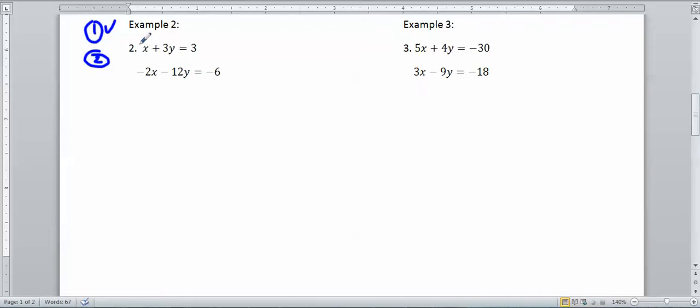Now I've got a 1x here and a negative 2x here. So to make this an opposite term, this is positive, this is negative, this is x, I only have to make this a 2. So to do that, I'm going to multiply this entire top equation by 2. And when I do that, I have to multiply everything by 2. And that will give me my pair of opposite terms.